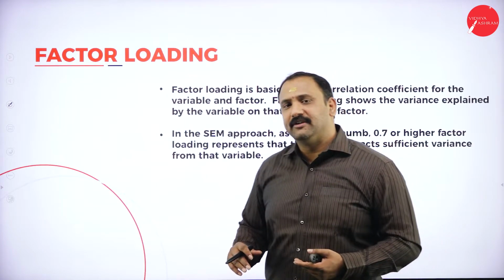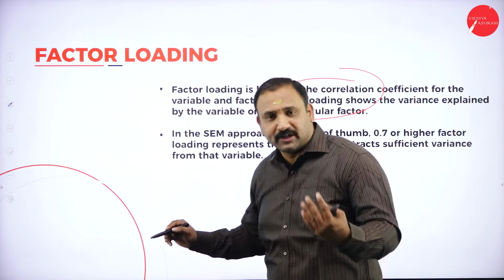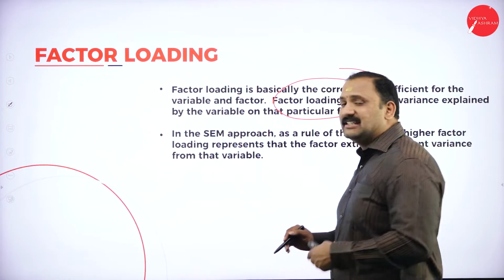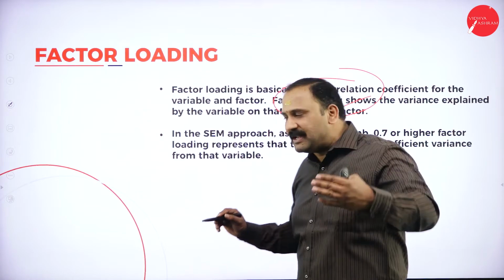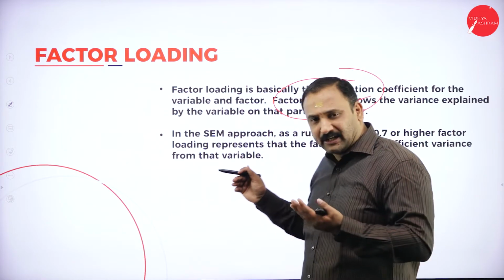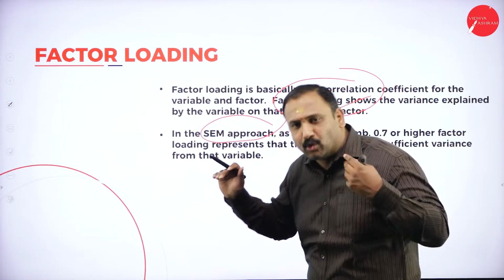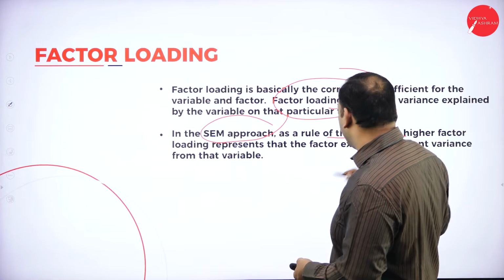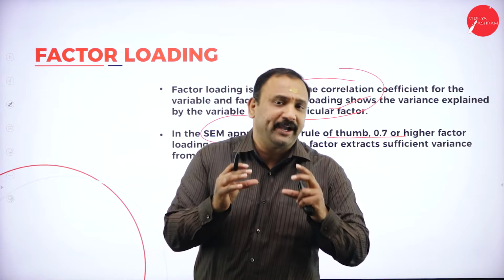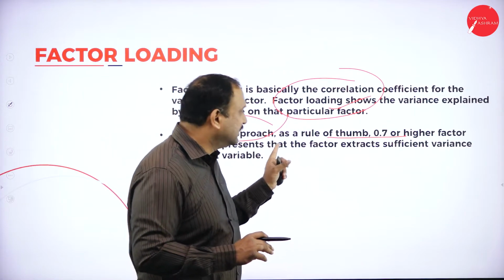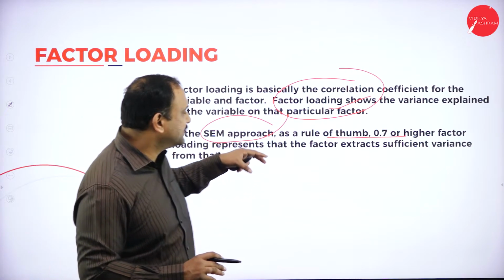Now, the factor loading. Factor loading is basically a correlation coefficient for the variable and the factor. The factor loading shows the variance explainable by the variable on a particular factor, and the same thing is used in the structural equation approach altogether. As a rule of thumb, if it is 0.7 or more, it represents that the factor extracts a sufficient variance from the variable.